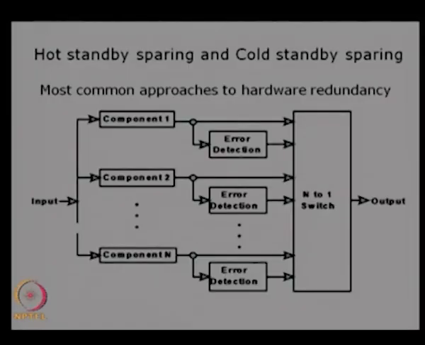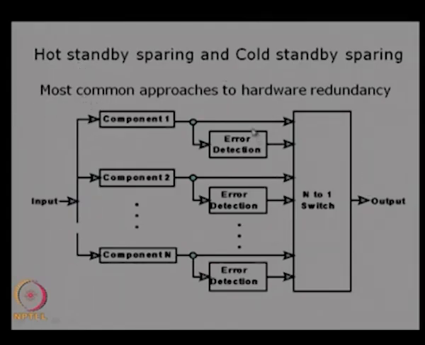So these are the two common approaches in hardware redundancy. One is the hot standby and the other is cold standby. Both will physically appear to be the same. There is not much difference in the way they are implemented. The main difference in their functioning is that in hot standby, all the spare components are in the active mode, but in cold standby they are not in the active mode, they need to be activated depending on the need. That is the main difference between the hot standby and cold standby sparing methods.